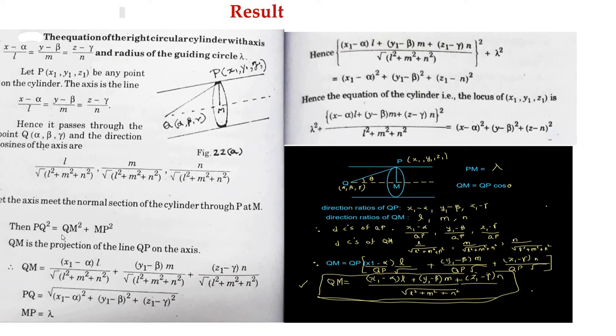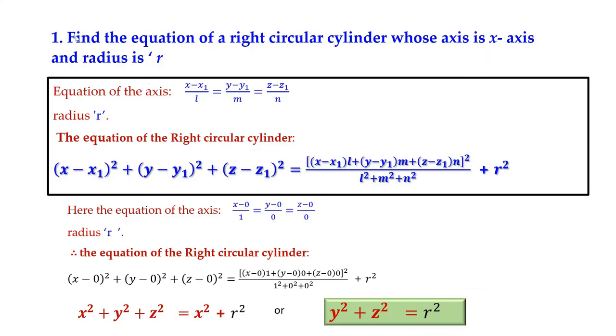So we know QM, PQ, and MP. You just substitute them, and since this is any point on the cylinder, the locus of x1, y1, z1 will give this. So in any problem in which the equations of the axis are given and the radius of that circle is given, by this formula we can easily write out the equation of the right circular cylinder. Now we have an example.